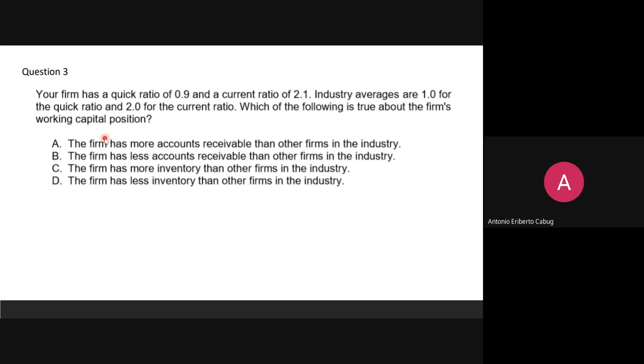Your firm has a quick ratio of 0.9, current ratio of 2.1. Industry averages are 1 for the quick ratio, 2 for the current ratio. Which of the following is true about the firm's working capital position? Which is the true statement here? Okay, so based on the facts given, please tell me what can be inferred from this. Is it A, B, C, or D? Show me your answers.